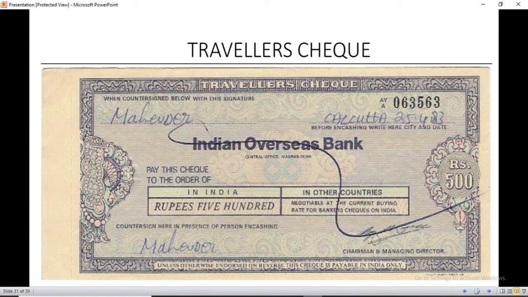This is traveler's check. A check for a fixed amount. See here, already printed 500 rupees value check. When we are going abroad, we can encash this check in that particular country's currency according to their exchange rates. Presently, this check is not eligible for the clearing system because the MICR format is not present in these checks.